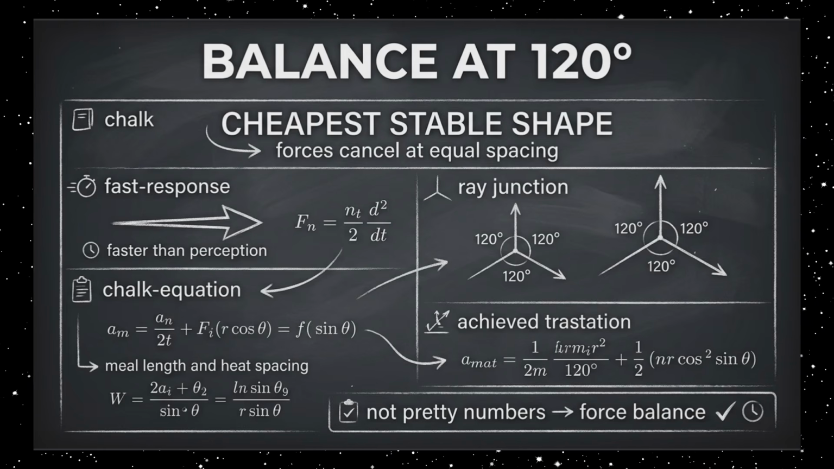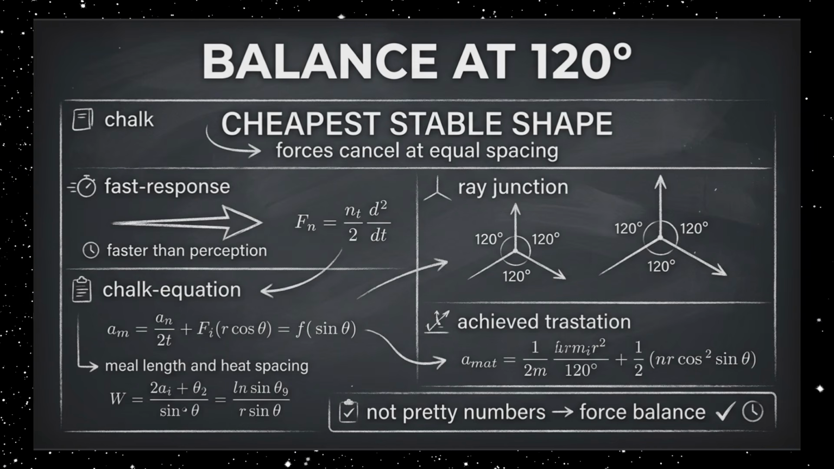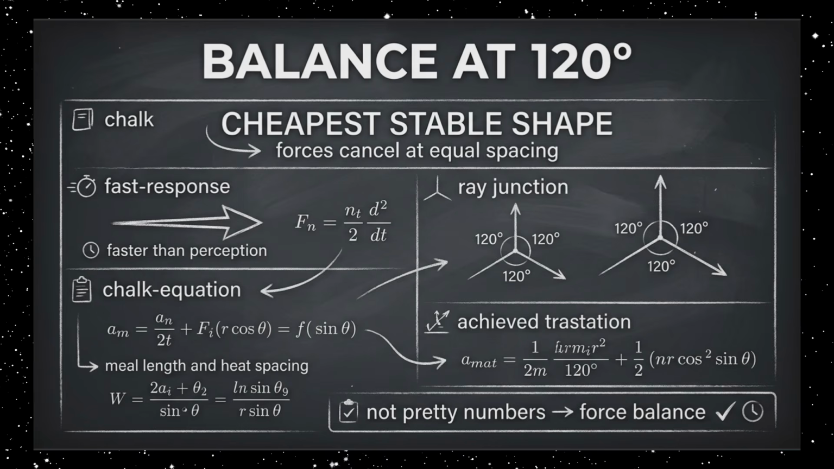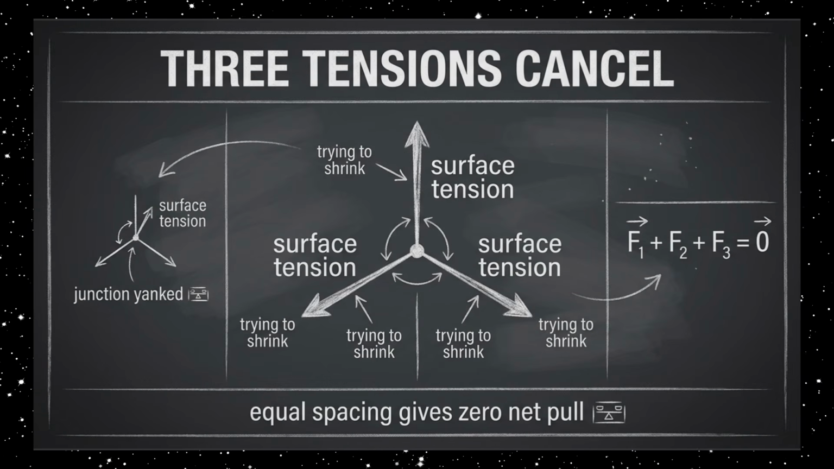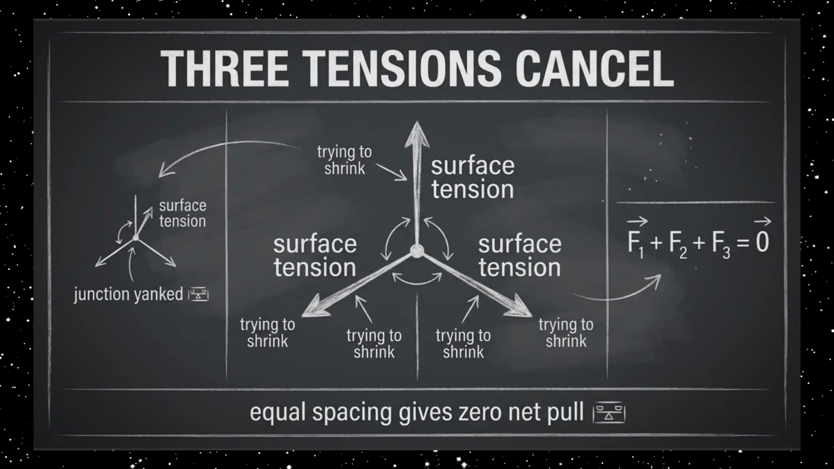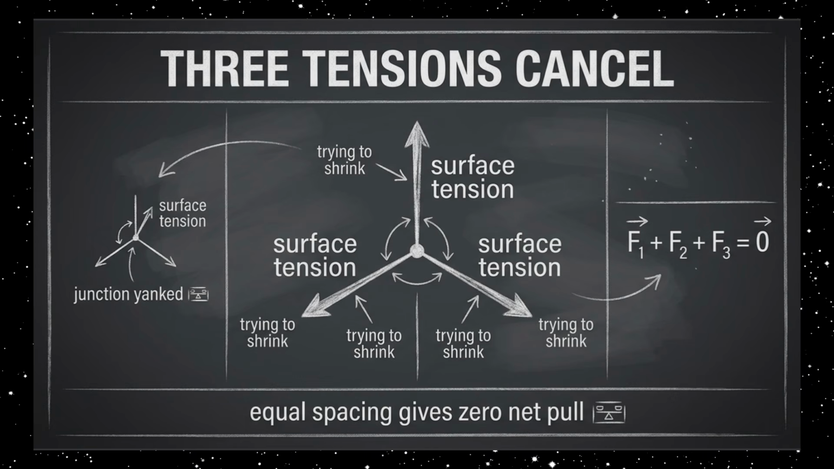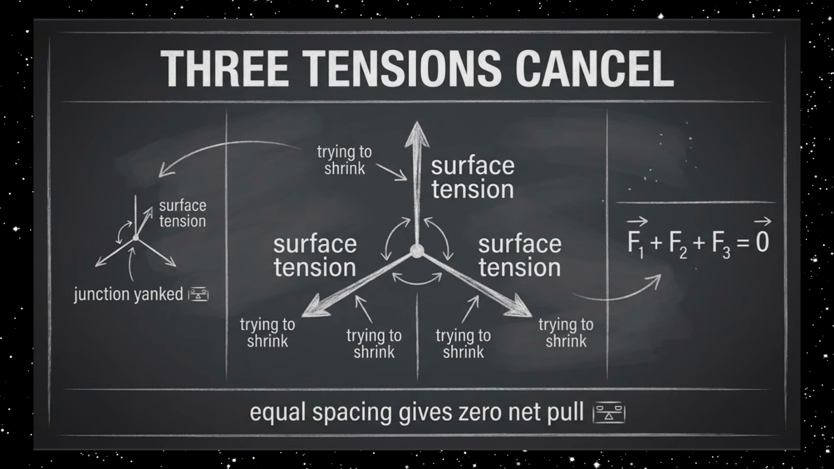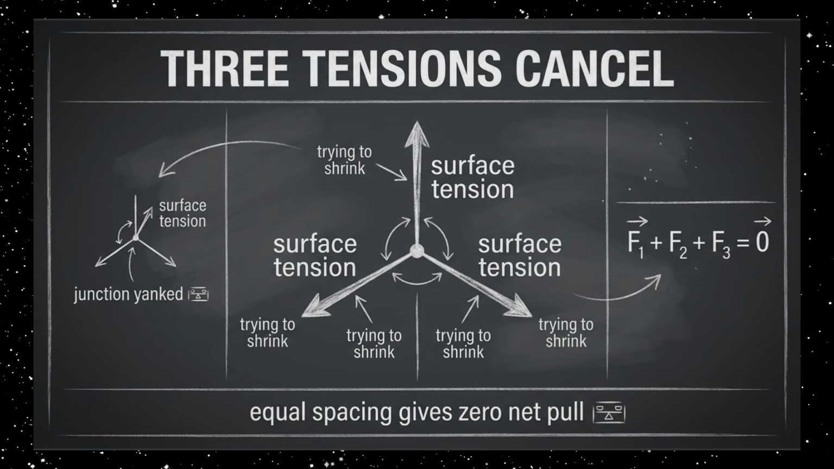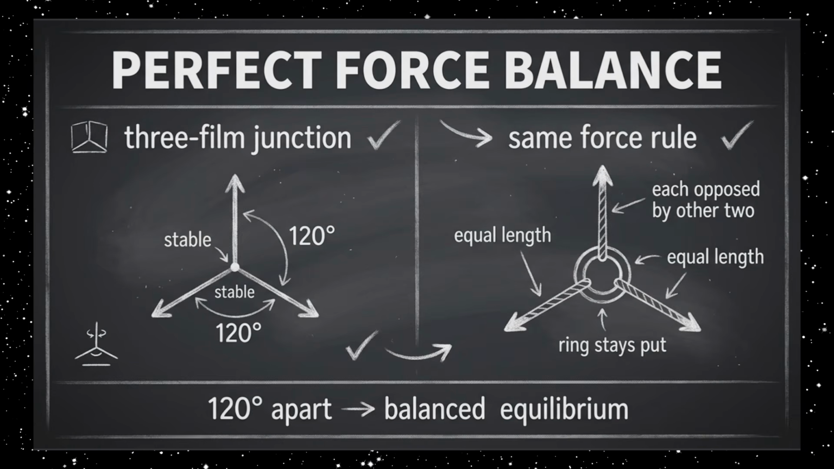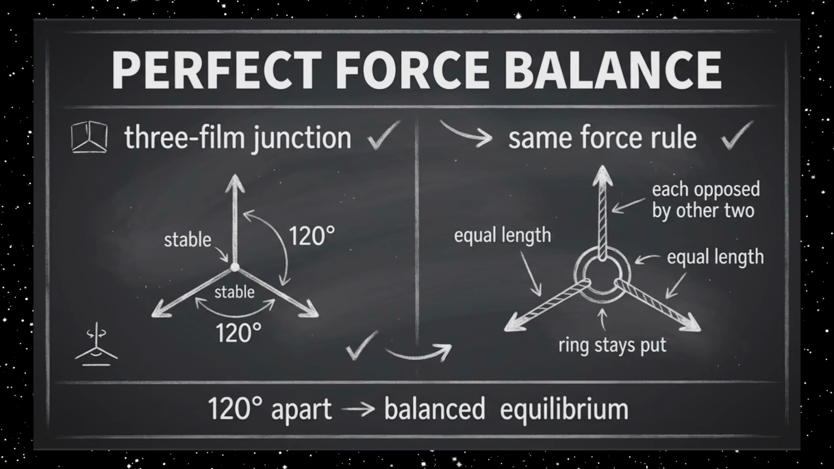Why 120? It's not that nature has a preference for pretty numbers. It's that 120 degrees is where the forces balance. Think about it physically. Each film is under surface tension, pulling the junction toward itself, trying to shrink. When 3 films meet, you've got 3 pulls acting on the junction line. The only arrangement where all 3 pulls exactly cancel out, where the junction doesn't get yanked toward any one film over the others, is when the 3 films are equally spaced at 120 degrees. Each pull gets opposed equally by the other 2.